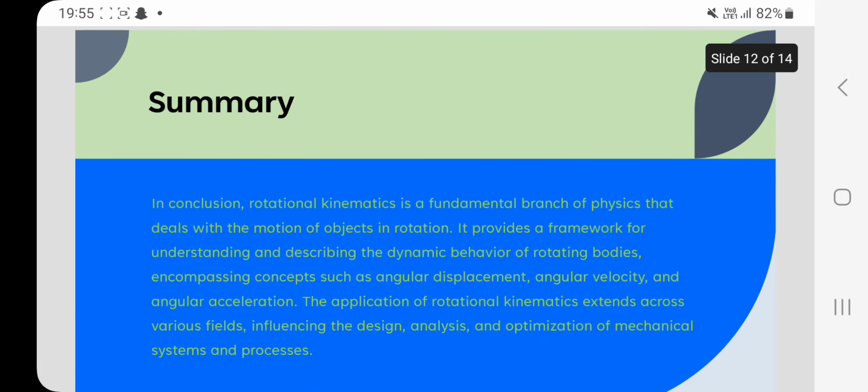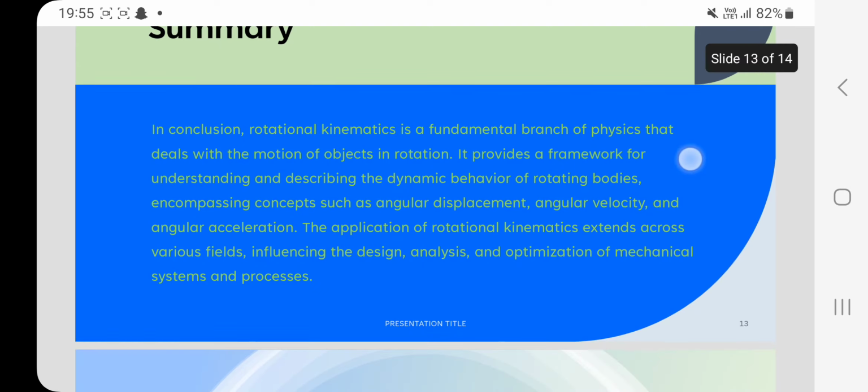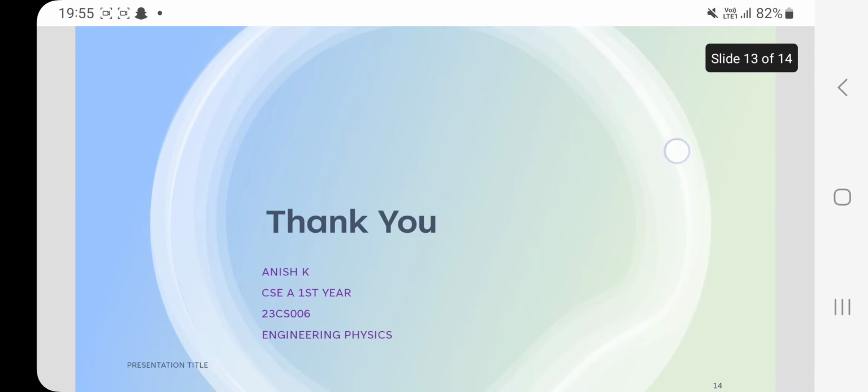Summary. In conclusion, rotational kinematics is a fundamental branch of physics that deals with the motion of objects in rotation. It provides a framework for understanding and describing the dynamic behavior of rotational bodies, encompassing concepts such as angular displacement, angular velocity, and angular acceleration. The application of rotational kinematics extends across various fields, influencing the design, analysis, and optimization of mechanical systems and processes.